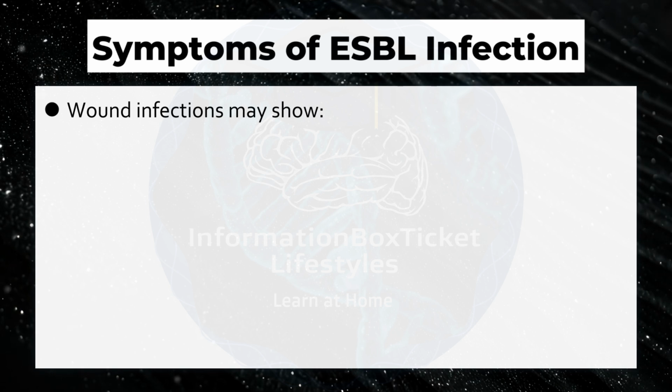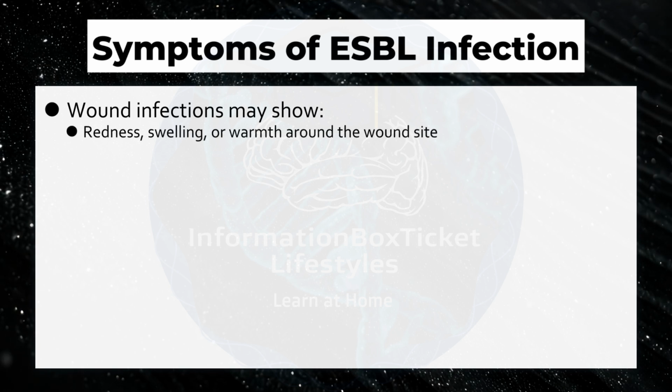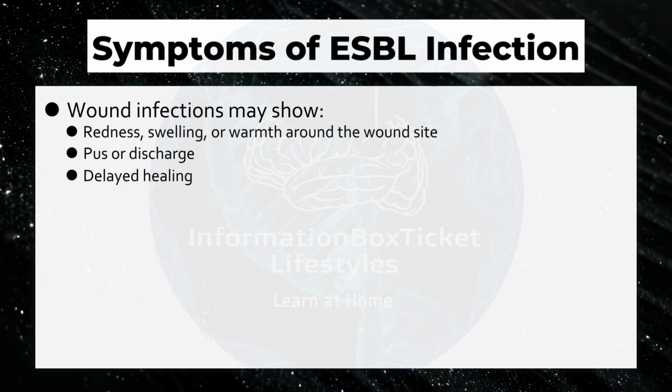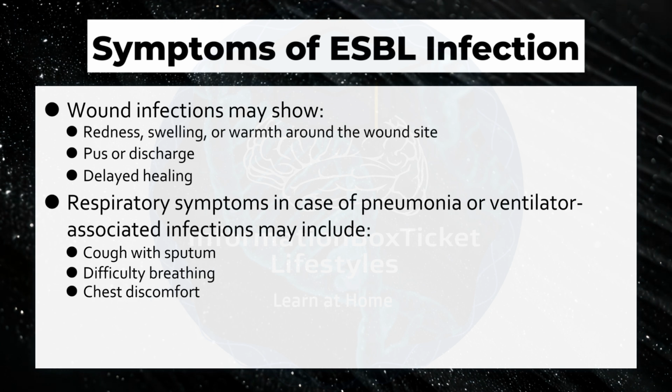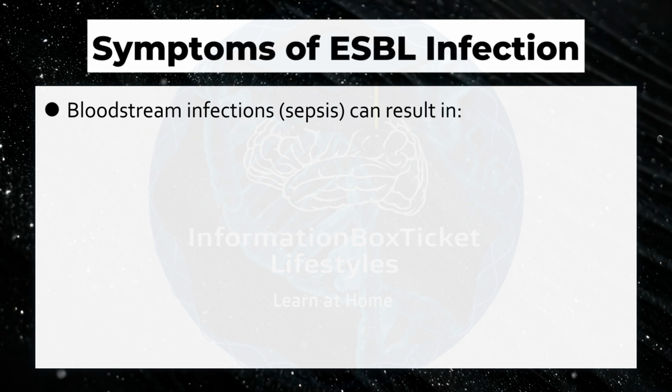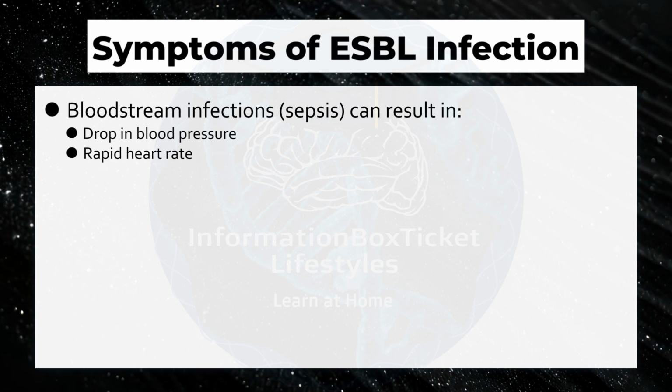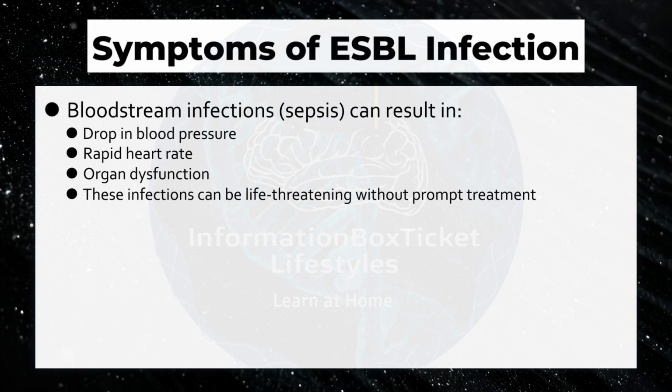Wound infections may show redness, swelling, or warmth around the wound site, pus or discharge, delayed healing. Respiratory symptoms in case of pneumonia or ventilator-associated infections may include cough with sputum, difficulty breathing, chest discomfort. Bloodstream infections, sepsis, can result in drop in blood pressure, rapid heart rate, organ dysfunction. These infections can be life-threatening without prompt treatment.